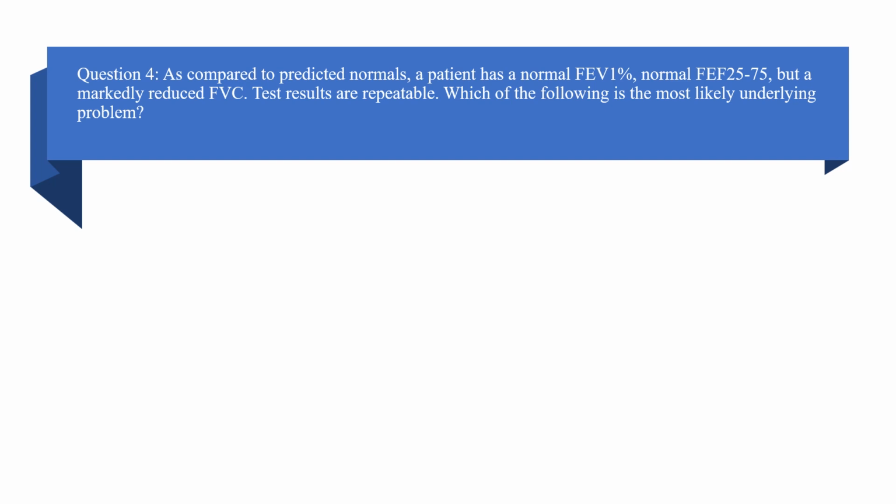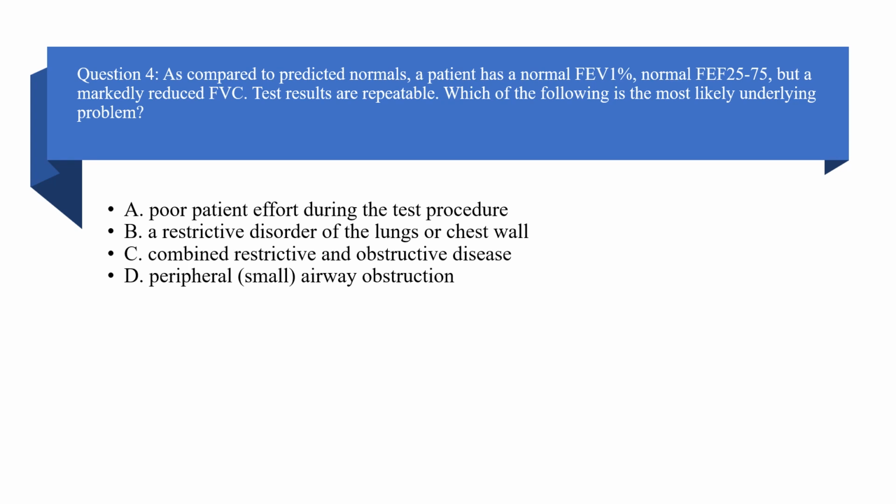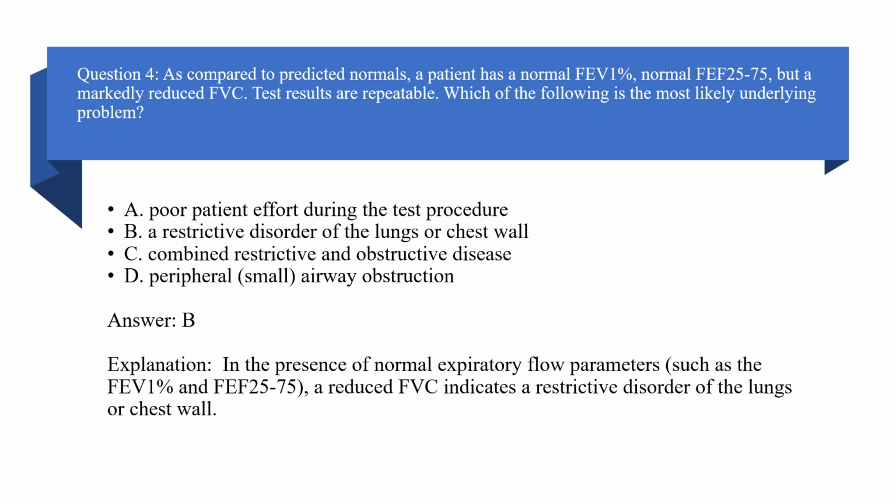Question 4. As compared to predicted normals, a patient has a normal FEV1 percentage, a normal FEF 25-75, but a markedly reduced forced vital capacity. The test results are indeed repeatable. Which of the following is the most likely underlying problem? Choices are A, poor patient effort during the test procedure, B, a restrictive disorder of the lungs or chest wall, C, combined restrictive and obstructive disease, and D, peripheral or small airway obstruction. Correct answer is B, as in boy.